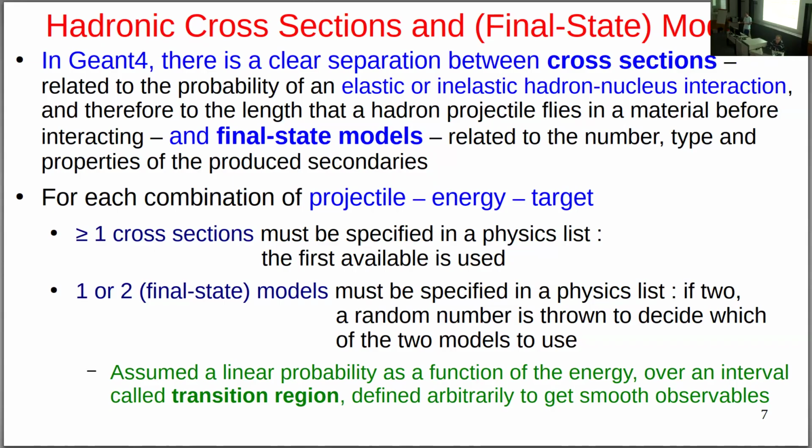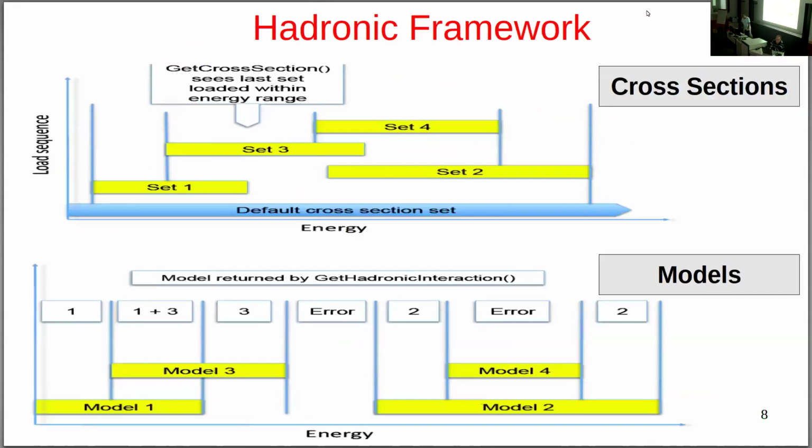The reason is essentially that we are assuming some simple linear transition between these two models, and the aim is to avoid some unphysical kinks, unphysical distributions, that are due to the fact that these two hadronic models typically come from different approximations, and if you have a sharp transition, you will see some kink in the observables. So in this way, we do a smearing, and we avoid seeing unphysical things.